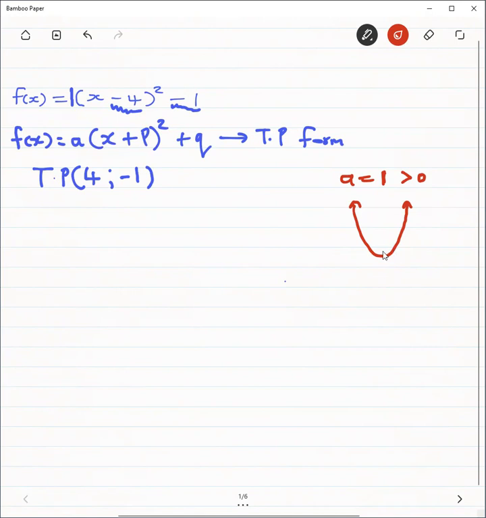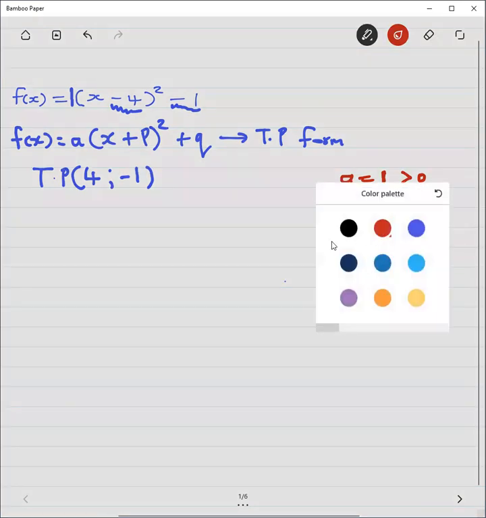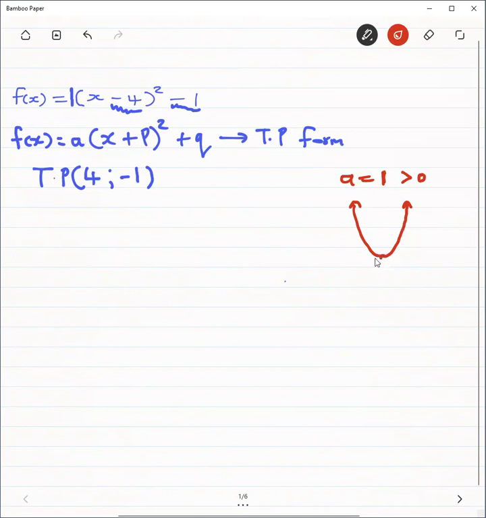Perfect. And then on the turning point, we have, sorry, the turning point is (4; -1). Right. Perfect. So let's check what the 4 does. The 4 cuts the graph into two equal parts. You see this side will be the same as that side. This x value here, which is 4, we call it the axis of symmetry, because it divides the graph into two equal parts.